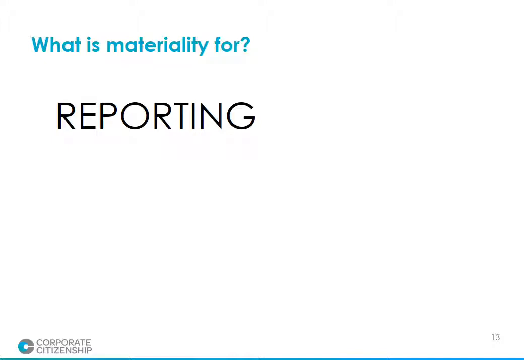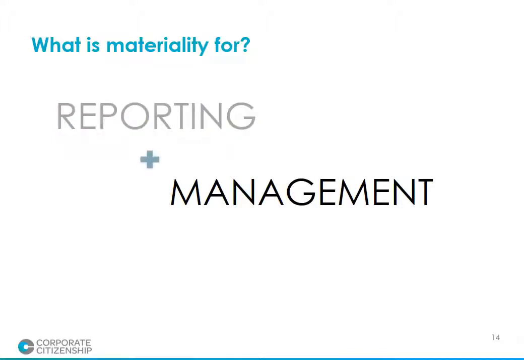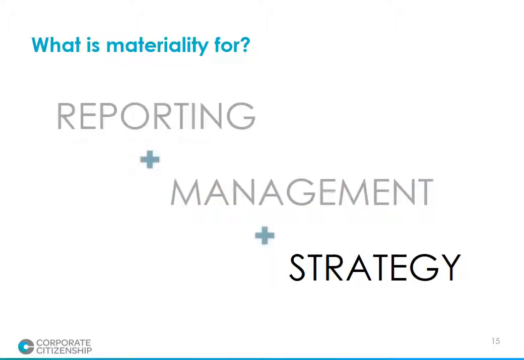And materiality is not just for reporting. As Eunice mentioned, it can be a key tool in the management of sustainability issues, and it can also help you to set your sustainability strategy. You need to start from a place of understanding what the most important issues are in order to set an effective strategy.